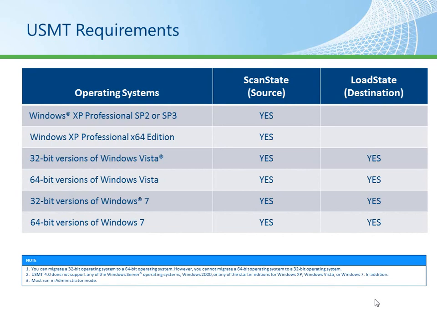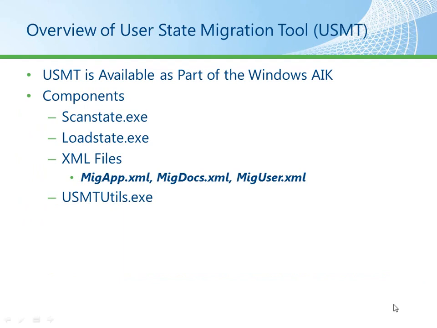Also, the USMT 4.0 does not support any of the Windows Server operating systems such as Windows 2000 or any of the starter editions of Windows XP or Windows Vista or Windows 7. And in addition, it needs to be run in administrator mode. The User State Migration tool is actually part of the Windows AIK, and the AIK is the Automated Installation Kit. The latest version of the Windows AIK is version 2.0, which is the Windows AIK for Windows 7. And within that toolkit, the USMT is version 4.0.